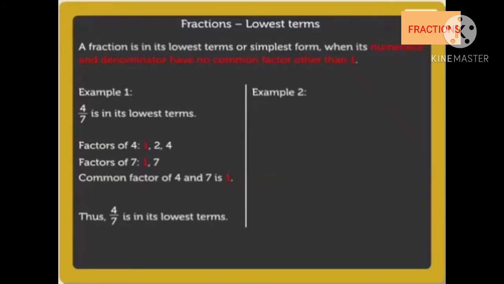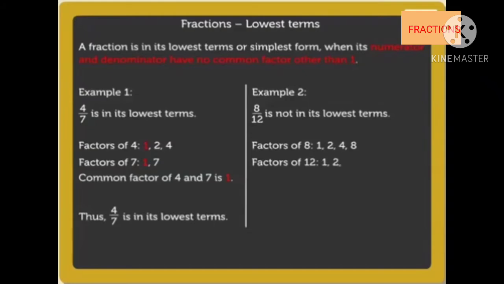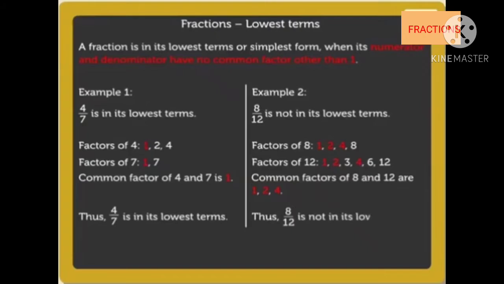Example 2. 8 upon 12 is not in its lowest terms. Let us see how. Factors of 8 are 1, 2, 4 and 8. Factors of 12 are 1, 2, 3, 4, 6 and 12. Here, the common factors of 8 and 12 are 1, 2 and 4. Thus, we say that 8 upon 12 is not in its lowest terms.